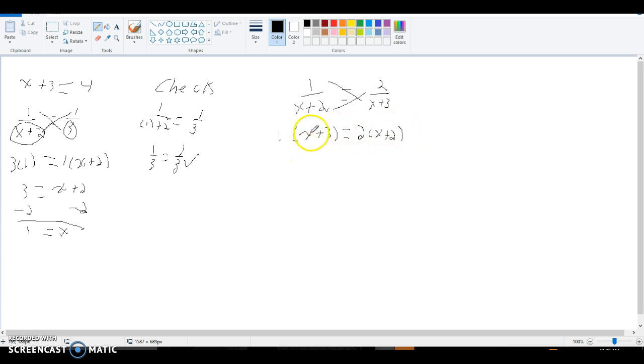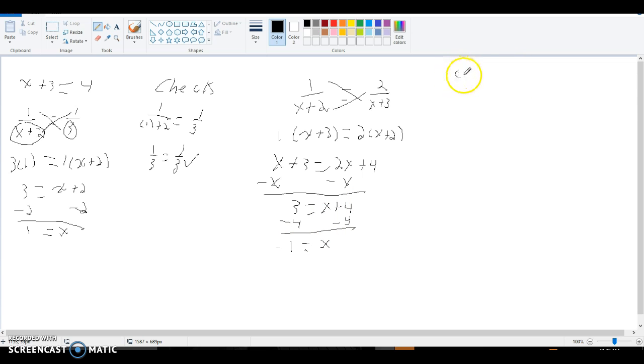So we want to simplify both sides of the equation. So we get x plus 3 equals 2x plus 4. So we want to isolate our x variables. So we're going to do minus x on both sides. And we'll get 3 equals x plus 4. Now we're going to subtract 4 from both sides. And we'll see that x equals -1.